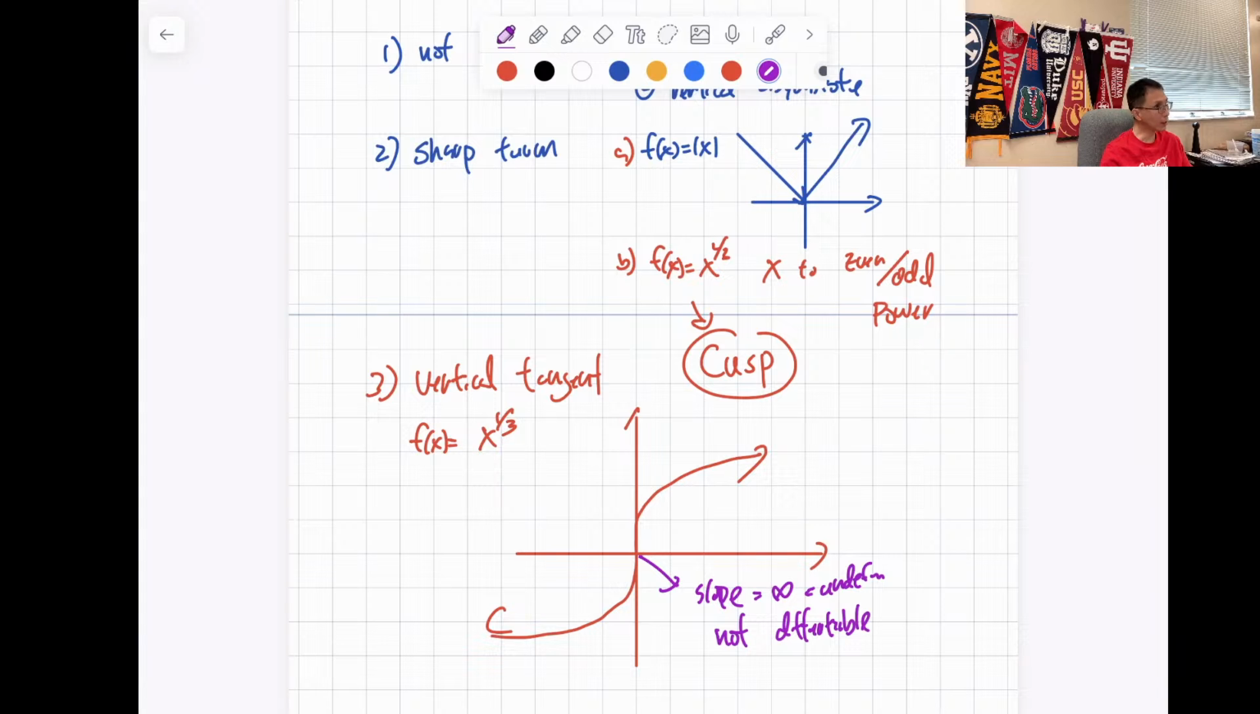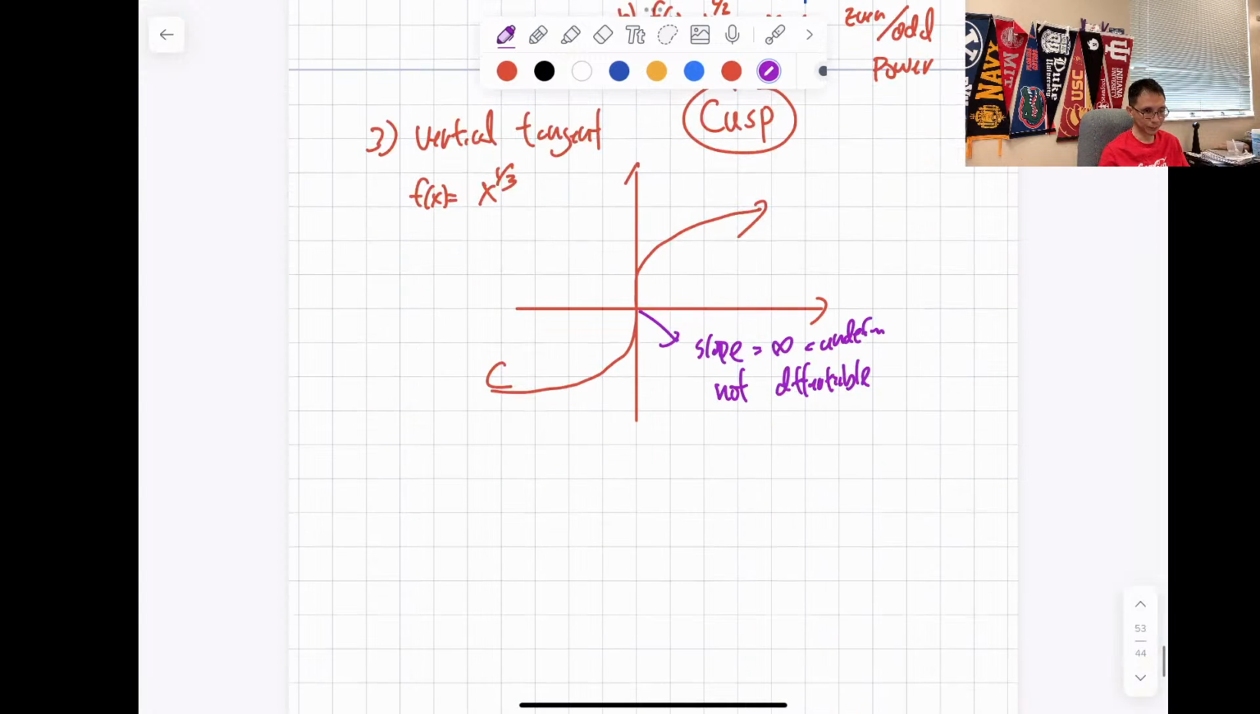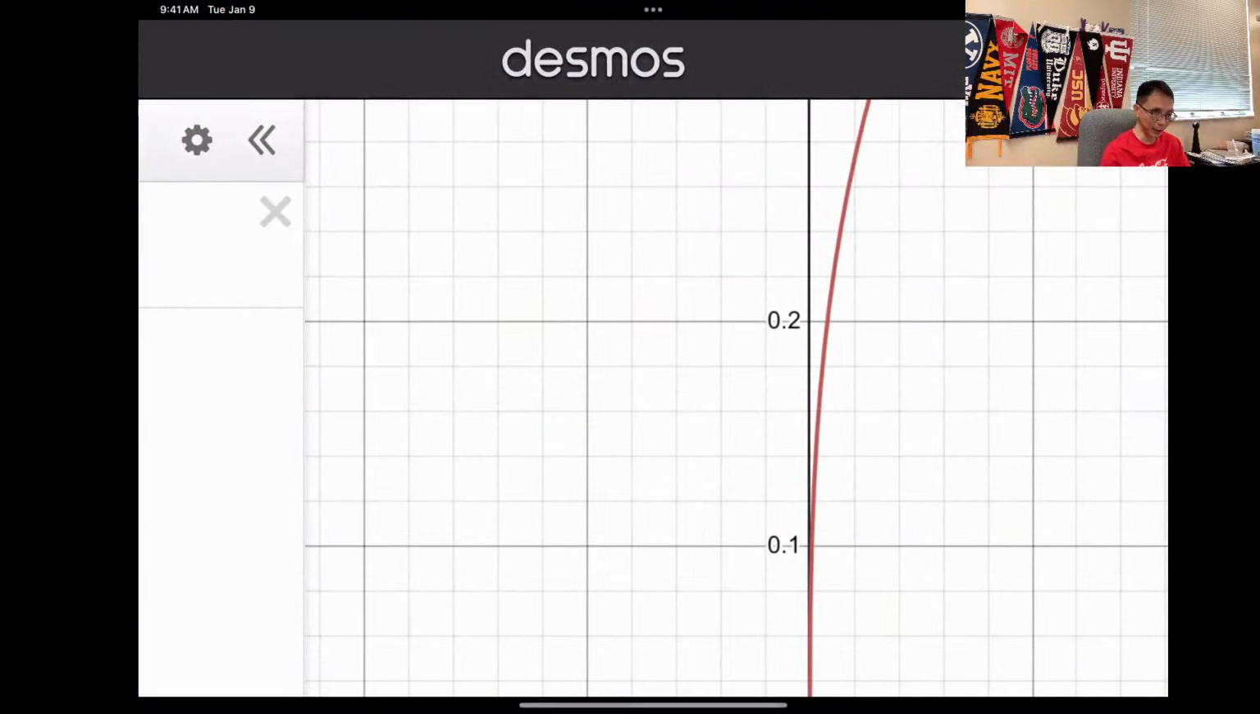Like I said, the roller coaster analogy doesn't make sense here, but at least it makes most of the sense. When you have a vertical tangent, it's not differentiable. So there are three situations where it's not differentiable. So what does a cusp look like? Well, the cusp looks like this.